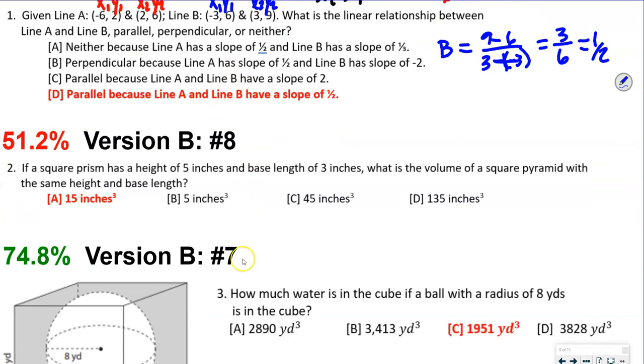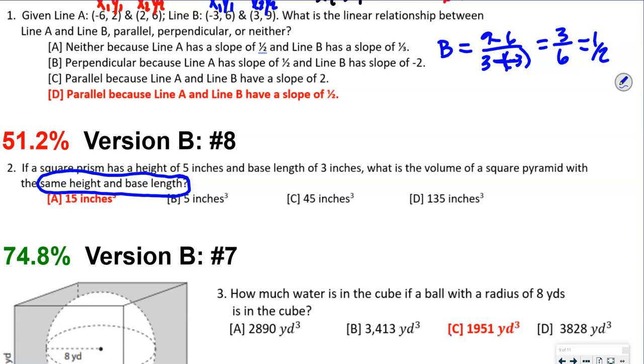Number 2 says if a square prism has a height of 5 inches and a base of 3 inches, what's the volume of the square pyramid with the same height and base length? Here's your key phrase, guys. Same height and base length. So basically, whether we have a square prism or a square pyramid, it's going to be a similar relationship, right?